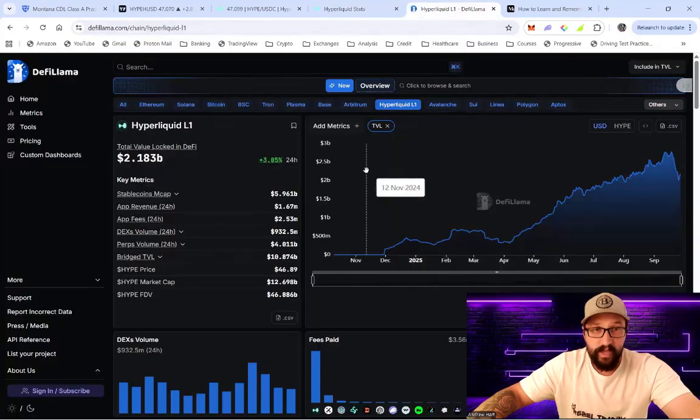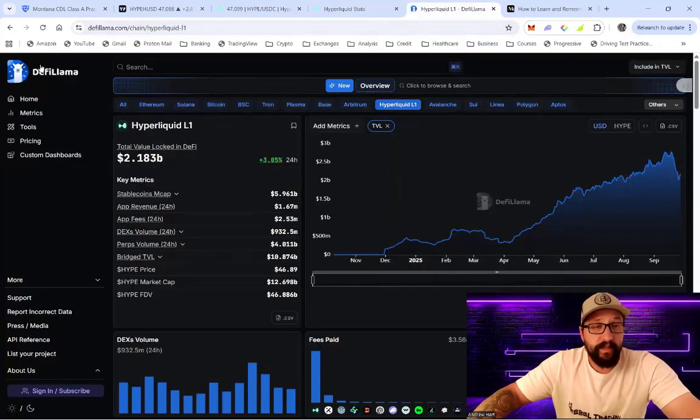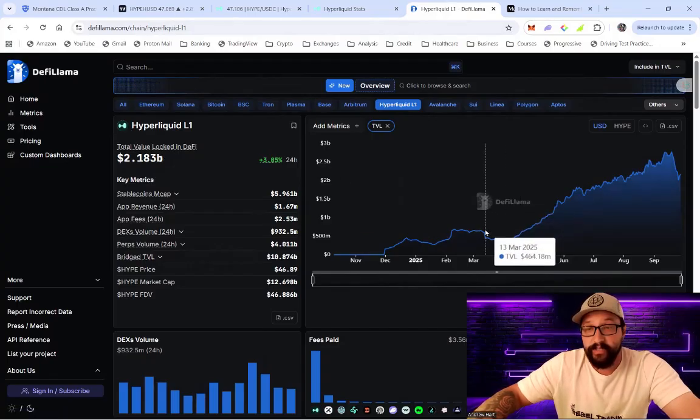The other thing I like to use is DeFi Llama. This is one of the other sites that I like to use for my fundamental analysis, and basically just look and see how much value is actually on chain. And we can see that Hyperliquid is up and to the right. And yes, of course, it doesn't go up in a straight line.